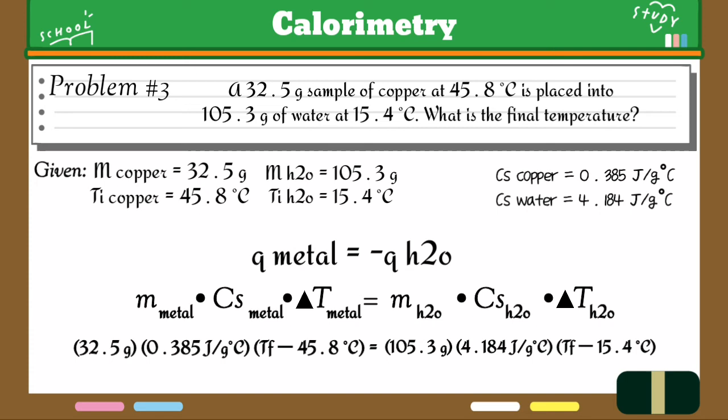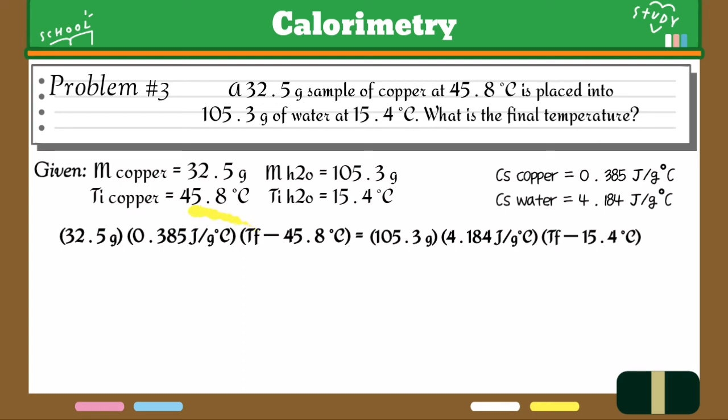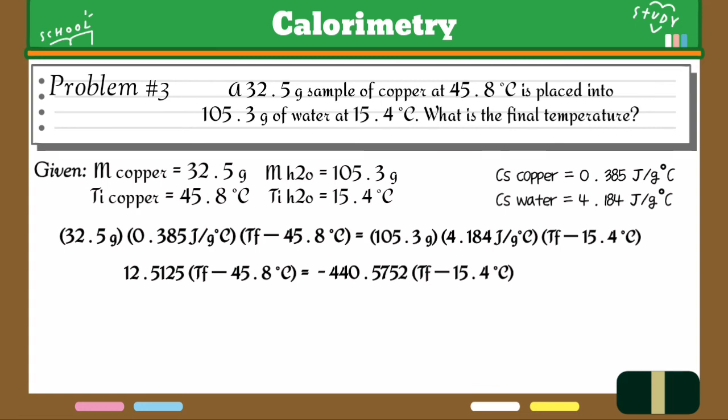As you can see, the final temperature is only written as Tf since we're gonna find that value in this problem. Then we're gonna multiply each side. 32.5 times 0.385 is equal to 12.5125. And on the other side, 105.3 times 4.184 is equal to negative 440.5752.